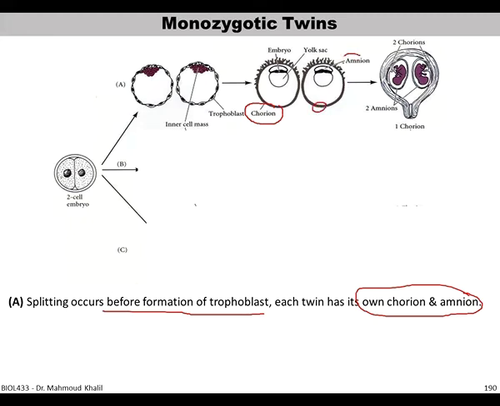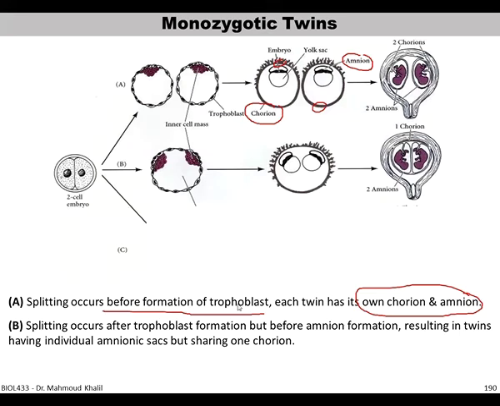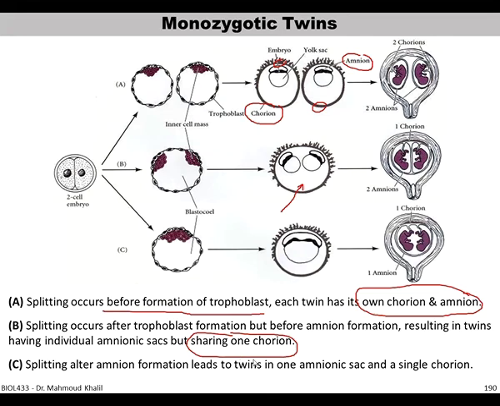While in other cases, splitting occurs after trophoblast formation but before amnion formation, resulting in twins having individual amniotic sacs but sharing the one chorion envelope. On the third developmental fate, you can see that the splitting alters the amnion formation, leading to twins in one amniotic sac and a single chorion, and these are the twins that look like identical twins.